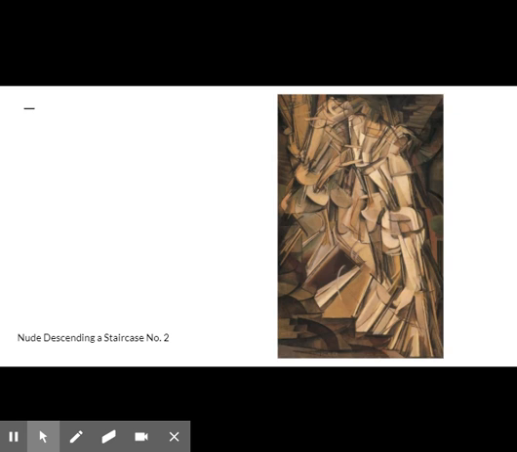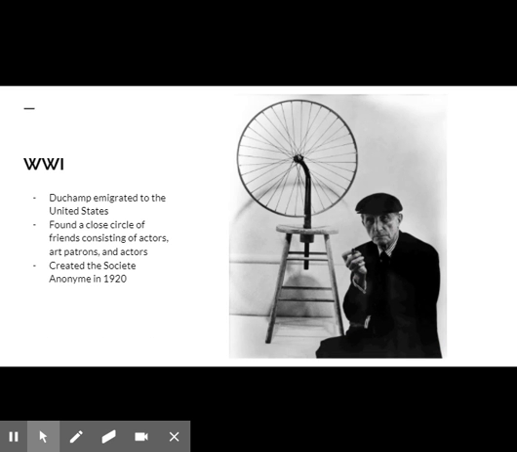However, he quietly refused. This was a turning point for Duchamp, as it was the moment he decided he would not be interested in being part of any artistic groups. After World War I started in 1914, Duchamp emigrated to the United States. Upon his arrival, he found he was a celebrity and immediately fell into a group of art patrons, actors, and artists. Duchamp created the Société Anonyme in 1920.